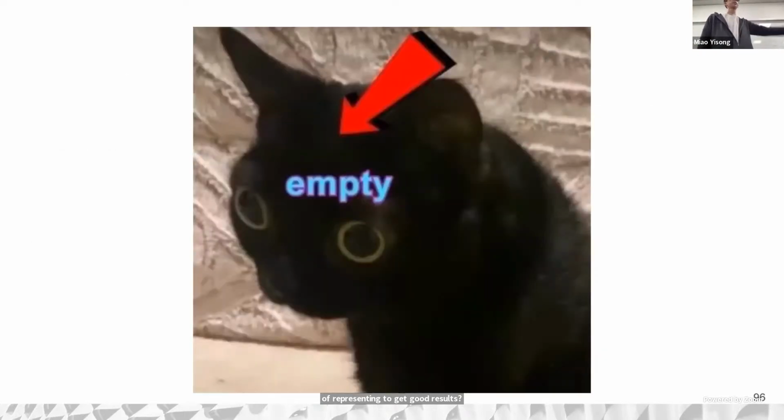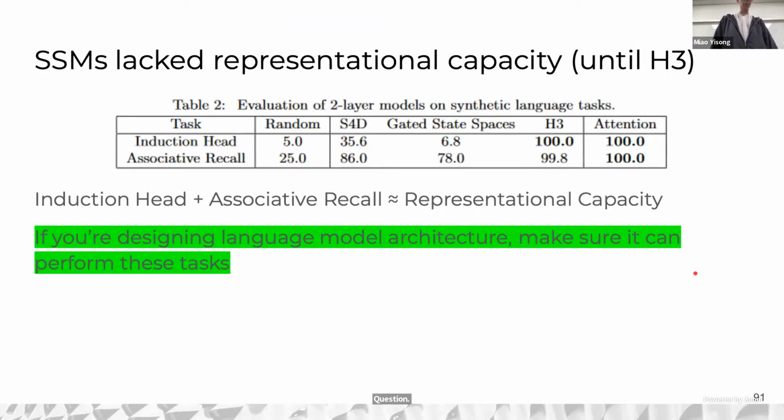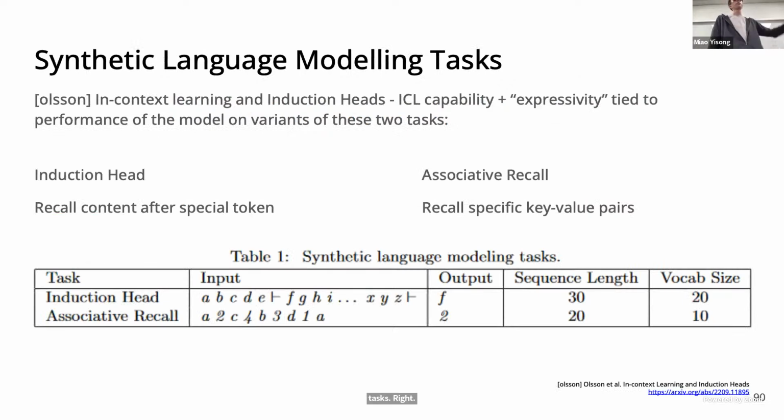Is this you right now? Question. Can you elaborate more on representation capacity? Your representation must be capable of encoding the information required to solve these two tasks, right? What are those two tasks? Well, these two: induction head and associative recall.